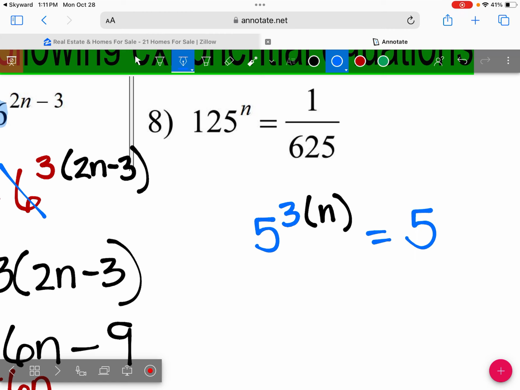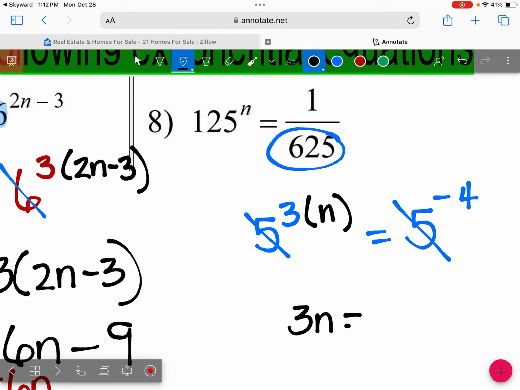Anytime it's a fraction, like 1 over a number, that means that my exponent is a negative. So 5 to the negative what? So focus on 625. So if 5 to the 4th is 625, that means 5 to the negative 4 is 1 over 625. Now you can cancel out your bases. 3n equals negative 4. n equals negative 4/3.